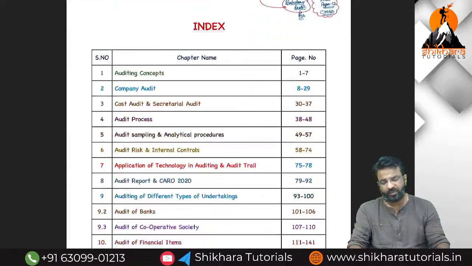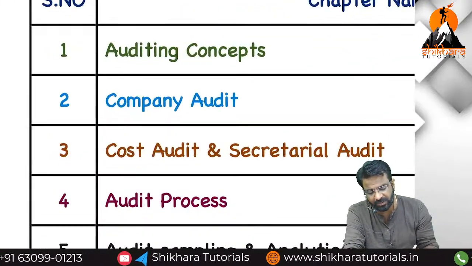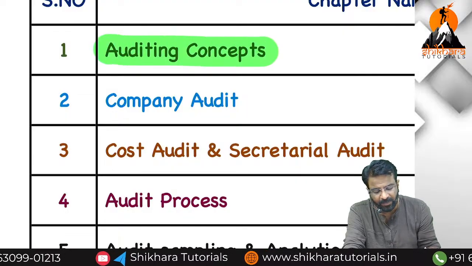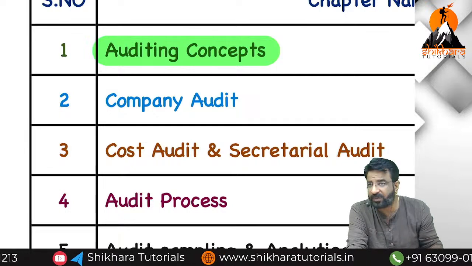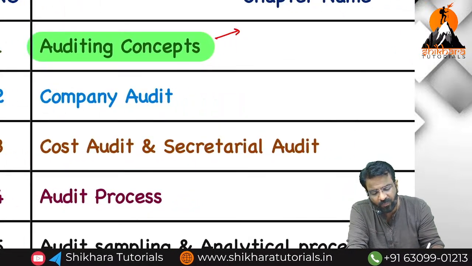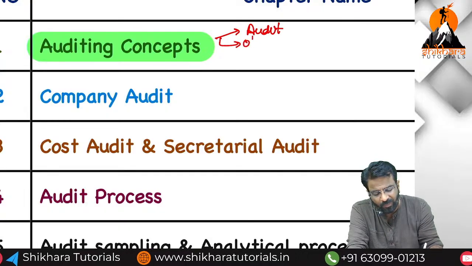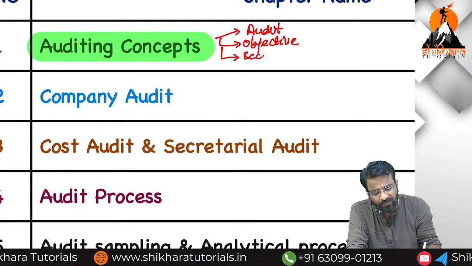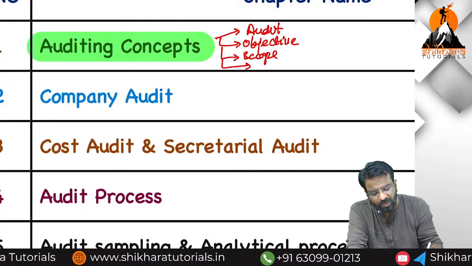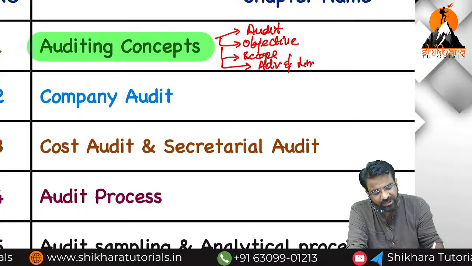When it comes to the portion, the very first chapter which we are going to learn is known as auditing concepts. What is the name of the topic? Auditing concepts. In this, we will learn what you mean by the term audit, what the objectives of audit are, what the scope of audit is, and then the advantages of audit and the limitations of audit.